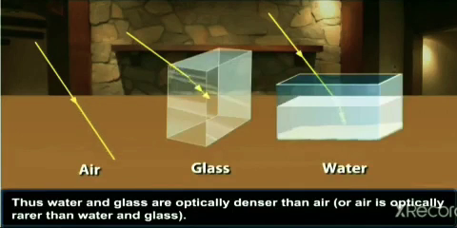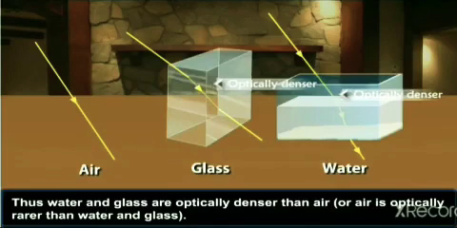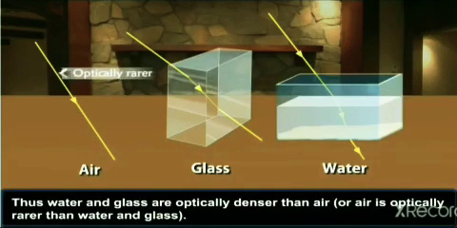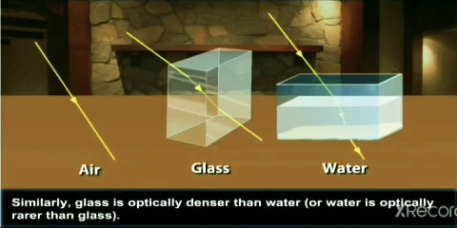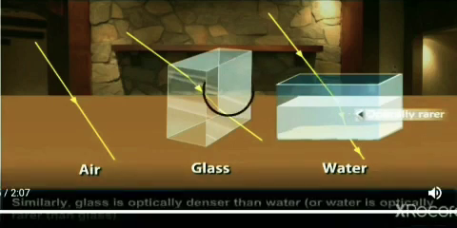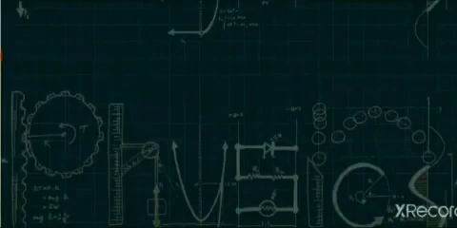Thus, water and glass are optically denser than air, or air is optically rarer than water and glass. Similarly, glass is optically denser than water, or water is optically rarer than glass. Action of light. Partial reflection and refraction at the boundary of two different media.